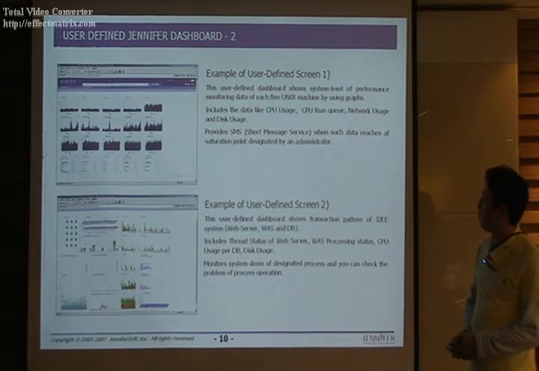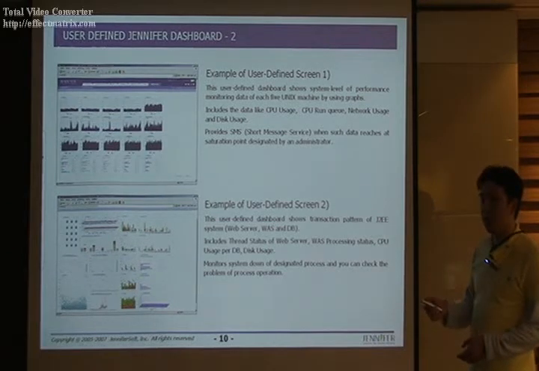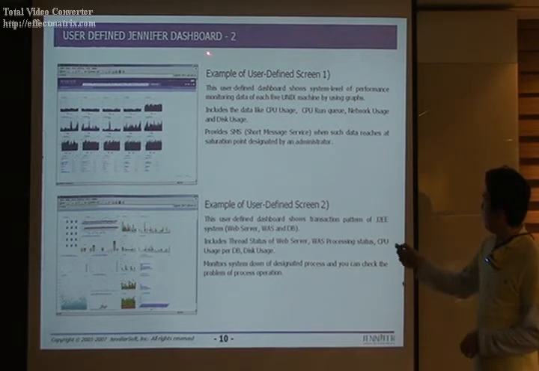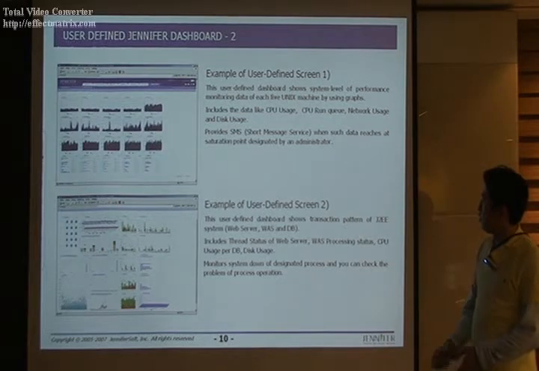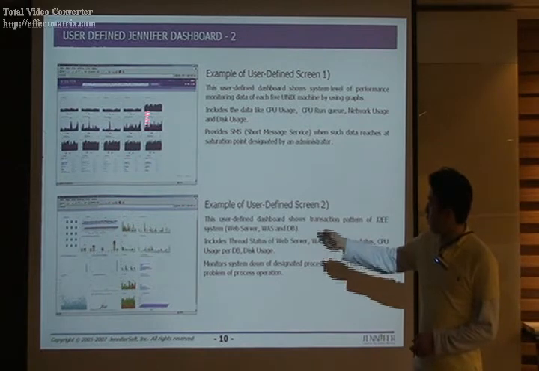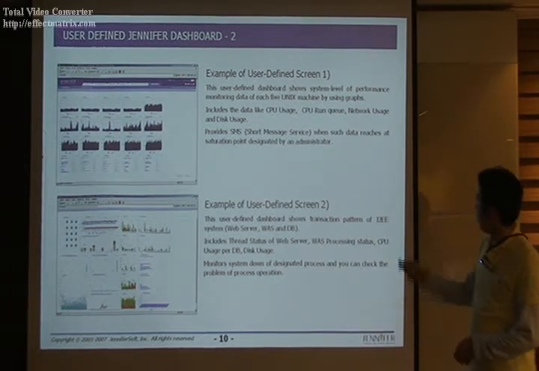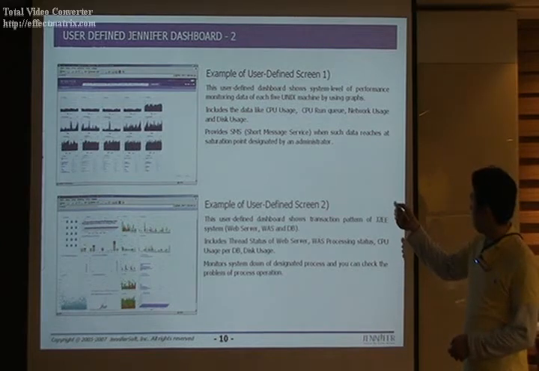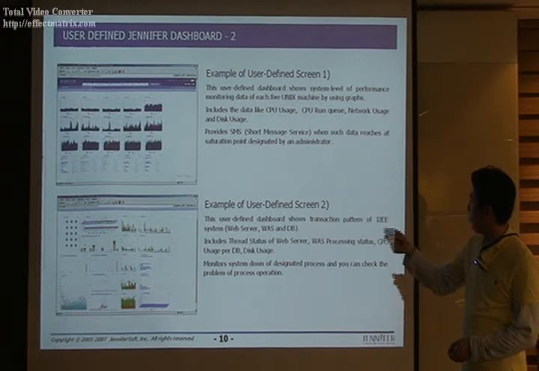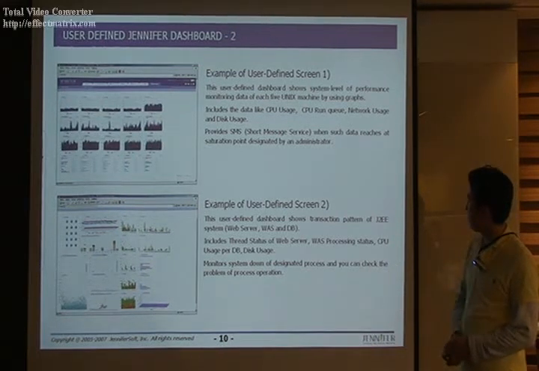Here are some examples of user-defined dashboards that are currently being used by some of our customers. First example of a user-defined screen. This is an example of Unix machines. This is a client of ours who decided to use our dashboard. As you can see, in each column there are different Unix machines. The top portion shows the CPU usage. The next one is the CPU run queue, network usage, disk usage, and so on.